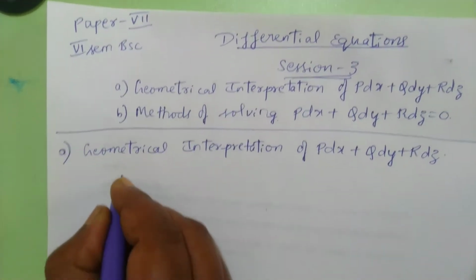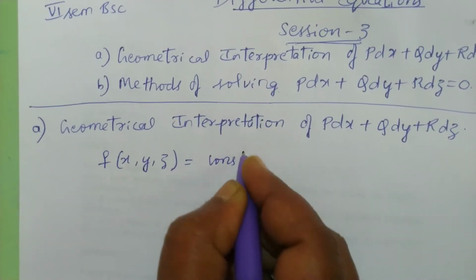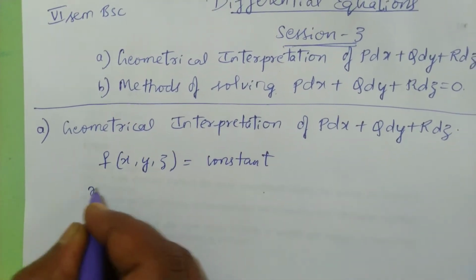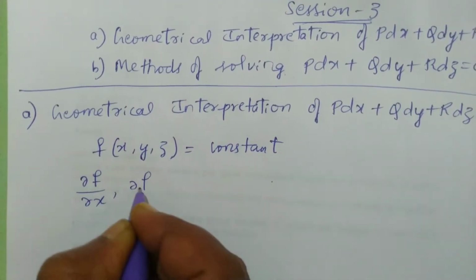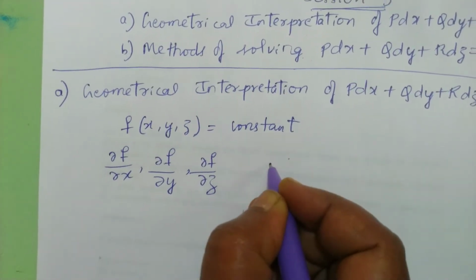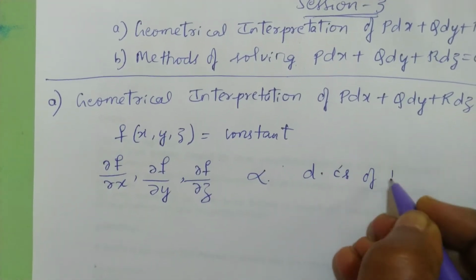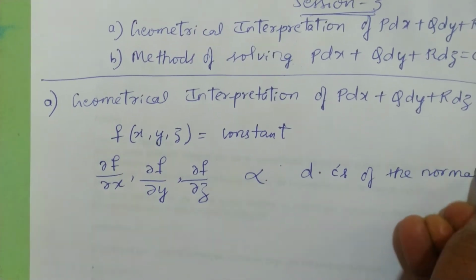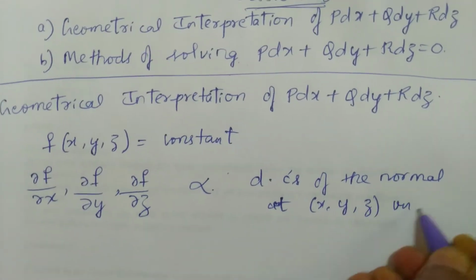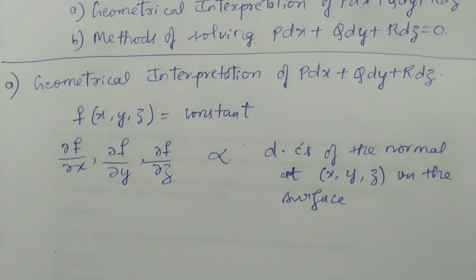Now for this, let us consider the surface f of x, y, z is equal to constant C. If I consider this surface, I know the partial differentiation of this is dou f by dou x, dou f by dou y, and dou f by dou z. This is actually proportional to the direction cosines of the normal at x, y, z on the surface. It is proportional to the direction cosines of the normal at this surface.